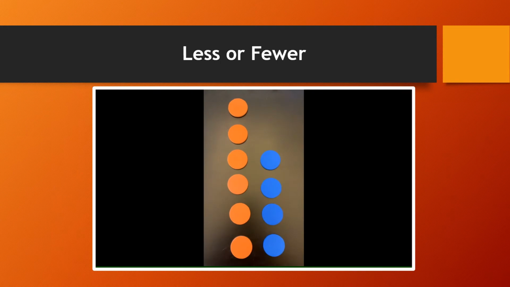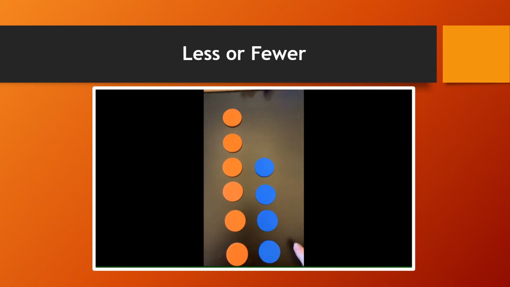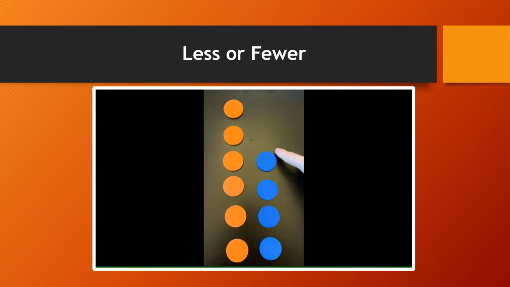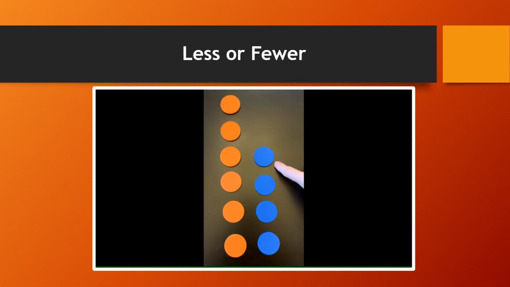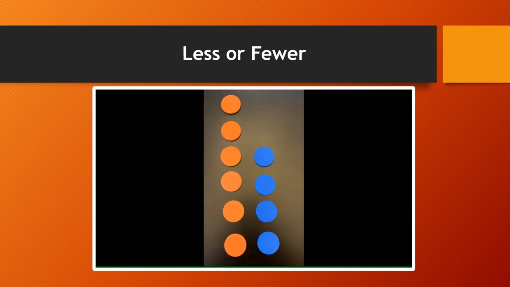Now let's talk about less or fewer. Looking at the orange and the blue, because they're lined up perfectly, it's easy to see that the orange has more. Therefore, the blue has less or fewer. The words less or fewer can be used to describe one that has not got as many as another item.